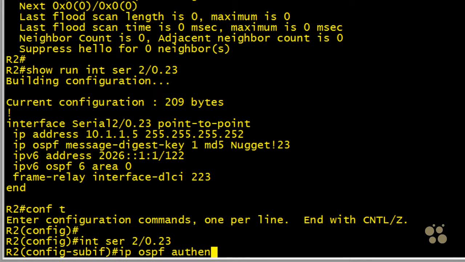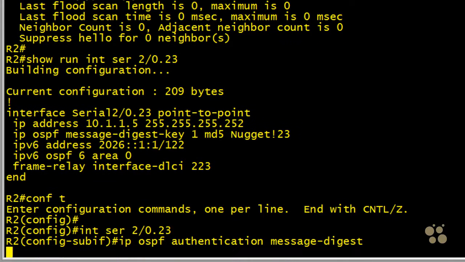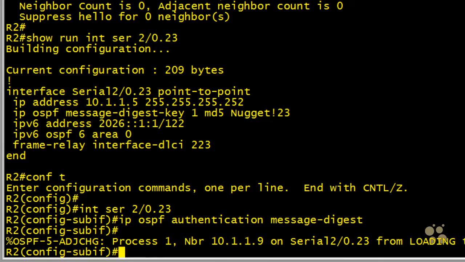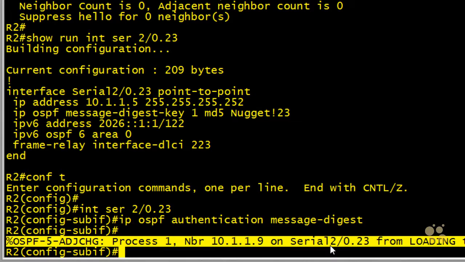Now, the other option is we could have taken the authentication off of R3, and that would have worked as well. But it's very likely that if OSPF authentication is present on one side, they want it present on the other side as opposed to removing it from both sides. And our neighborship just came up across that serial link. That's a very good sign.